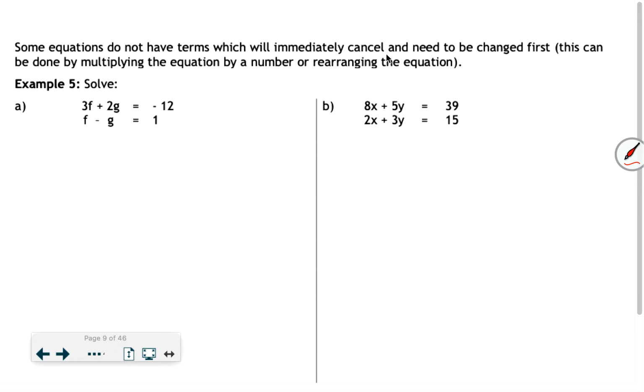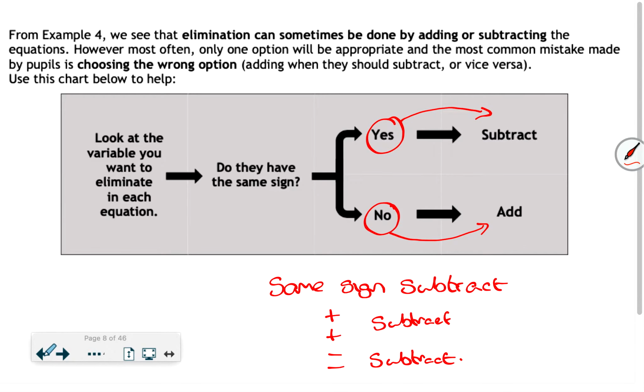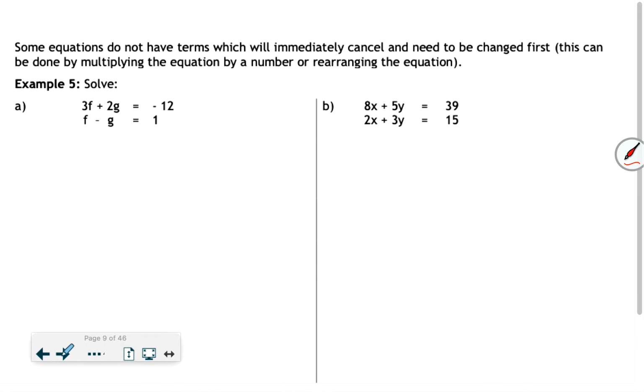Okay, so let's continue on this process of solving equations through elimination. In the previous slide, I showed you a quick way to determine what to do. When you go to choose your variable, are you going to add the equations together or subtract the equations? So let's look at this first example. I've got 3f plus 2g is equal to minus 12, and I have f minus g is equal to 1.